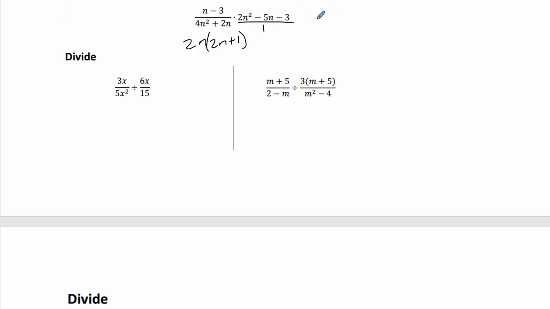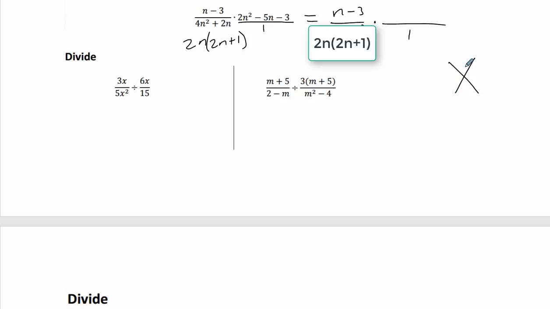Okay, so let's rewrite this a little bit. I get n minus 3 over 2n times n plus 1, times, the denominator's a 1 from before, 2n squared minus 5n minus 3. What I'm going to do with this trinomial here is put it into an x and try to factor. See if I can. I might not be able to, but we're going to see. Does that work? You tell me.